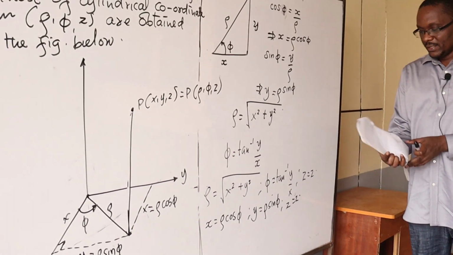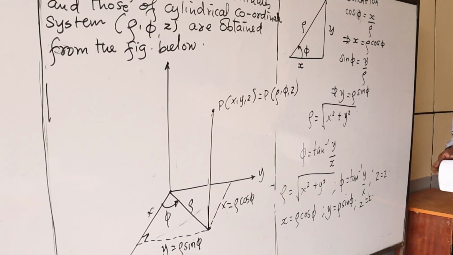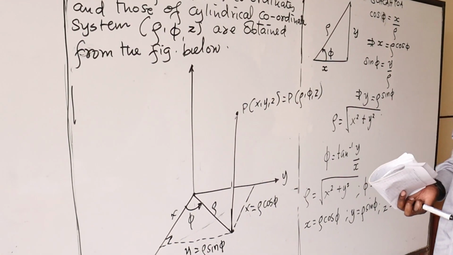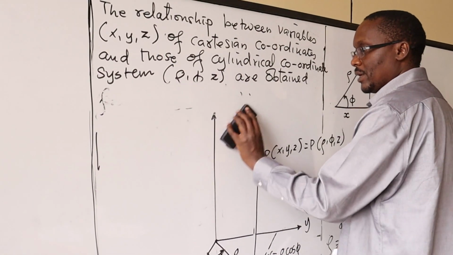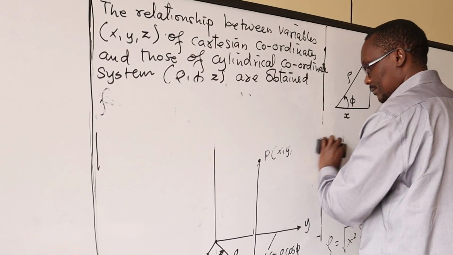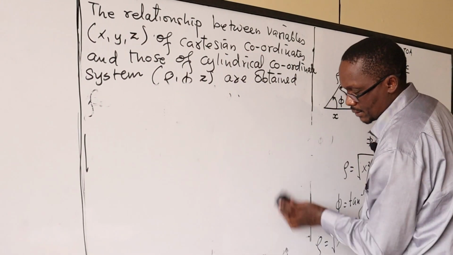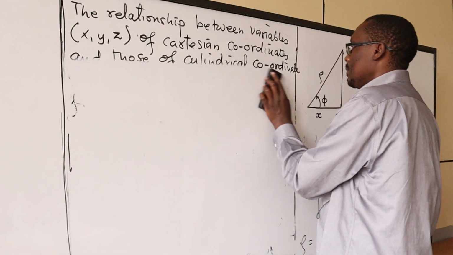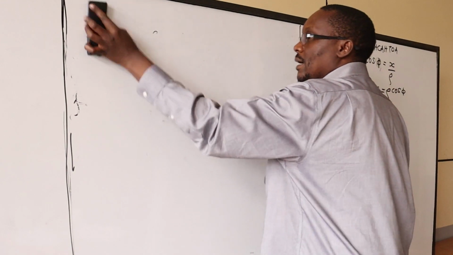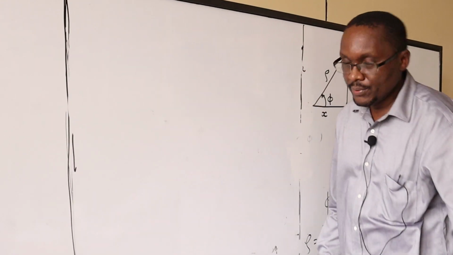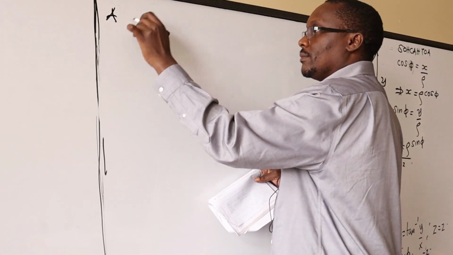Now, apart from the Cartesian and cylindrical coordinate systems, we also have the spherical coordinate system. So just like the way we've analyzed cylindrical, we can also look at the spherical coordinate system.